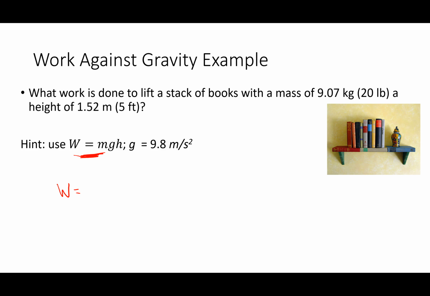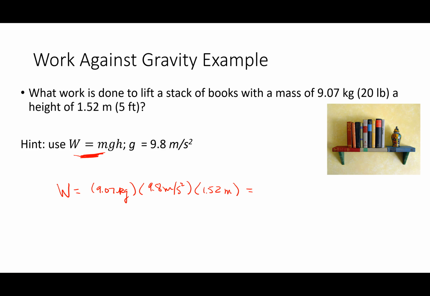So if we go back up to the problem, what's the mass? Yep, 9.07 kilograms. Perfect. And what's g? Yep, 9.8 meters per second squared. Perfect. And then what is h? 1.52 meters. Perfect. And as long as we are metric, which we are, don't let the kilo in kilograms throw you off. That is the base unit. Kilometers, not base unit. Kilogram, yes.